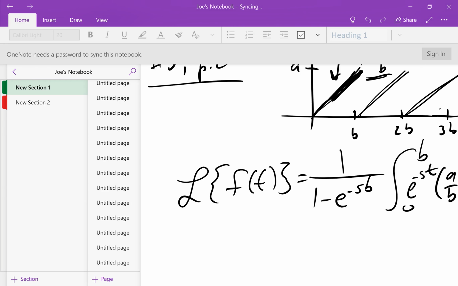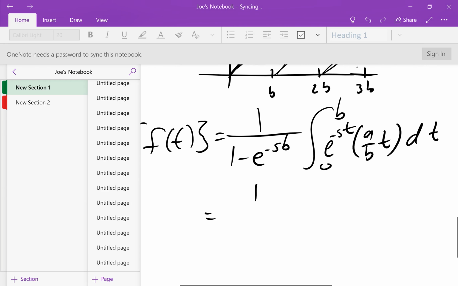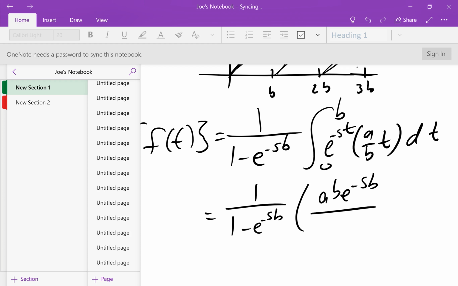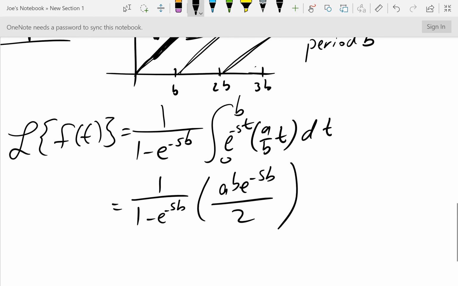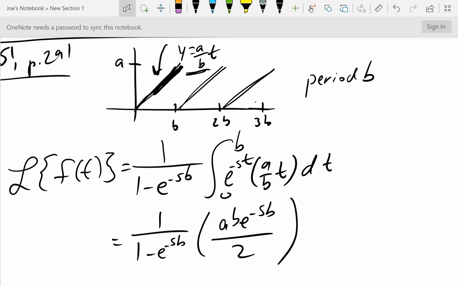So we can write that in over here. We would have 1 over 1 minus e to the minus sb times the result from GeoGebra. So that would be our Laplace transform for that particular function in this case. Again, we're using the theorem for finding Laplace transforms for periodic functions. And that's just another example of being able to do Laplace transforms.